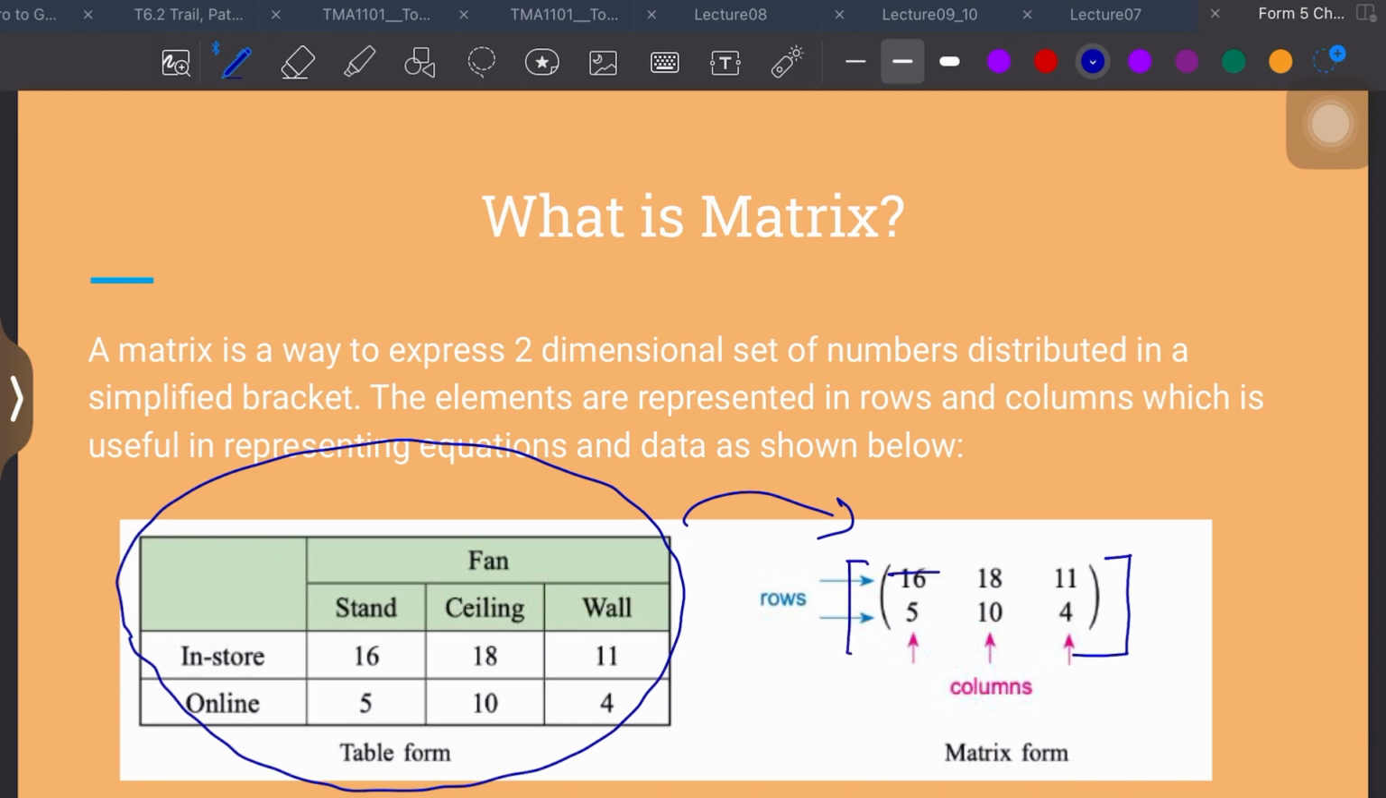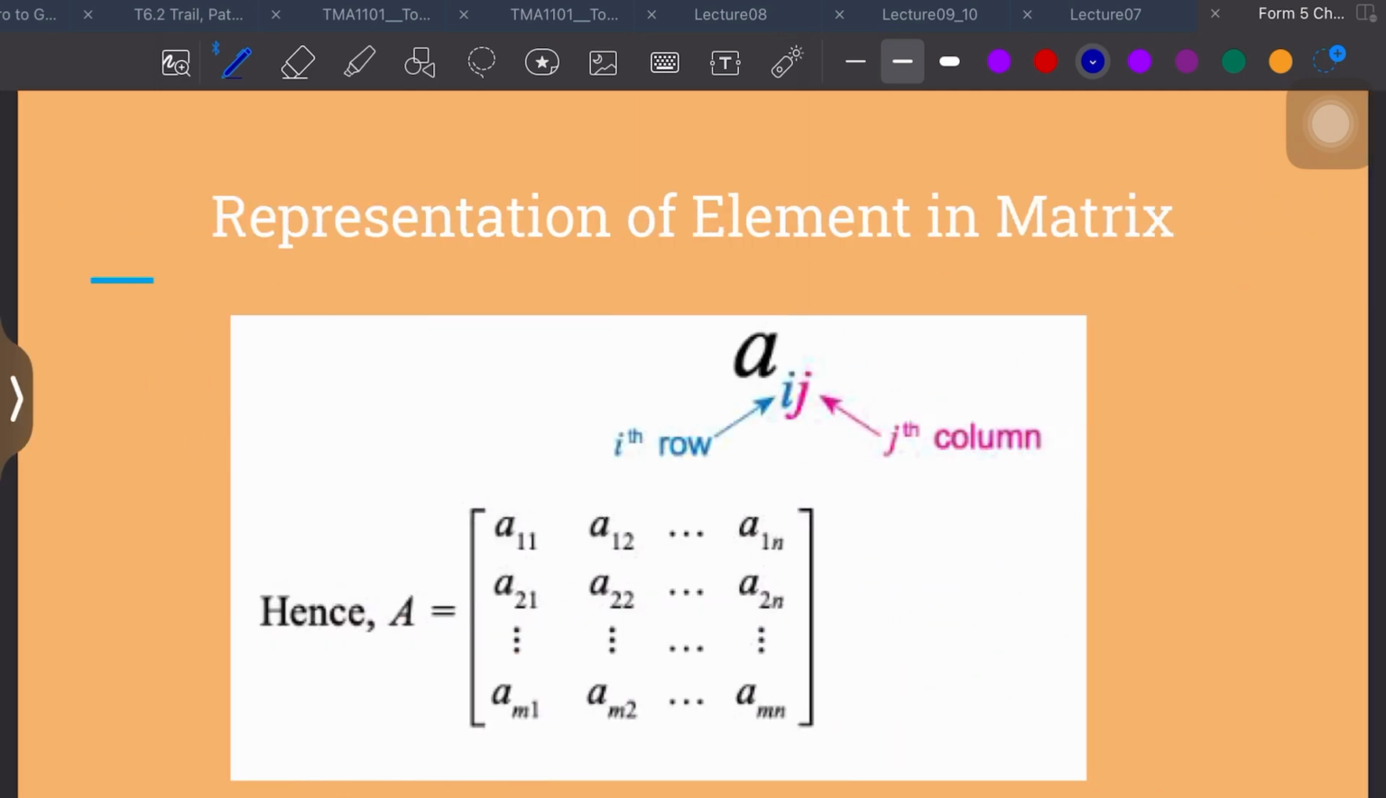So this is the row and here is the column, going upward or downwards, and rows go from left to right or right to left. Okay, so that's it, and let's go.